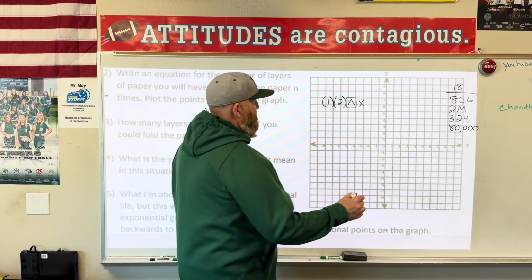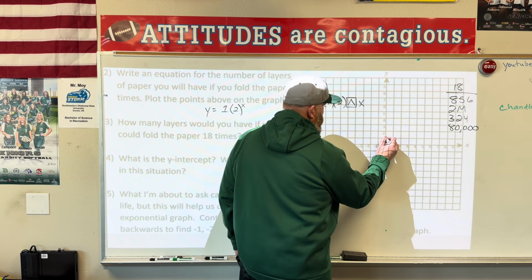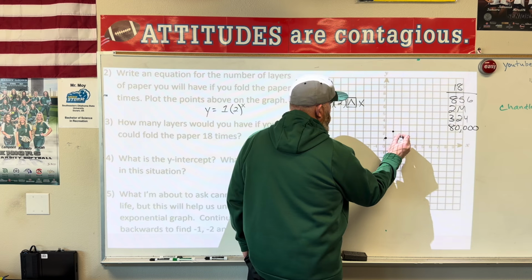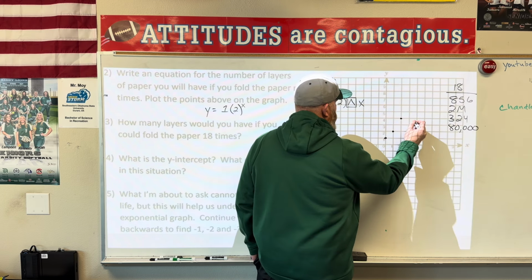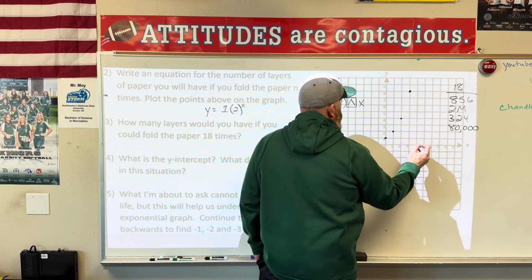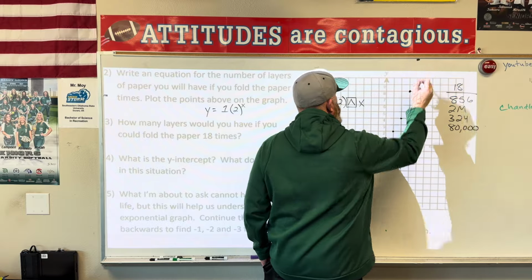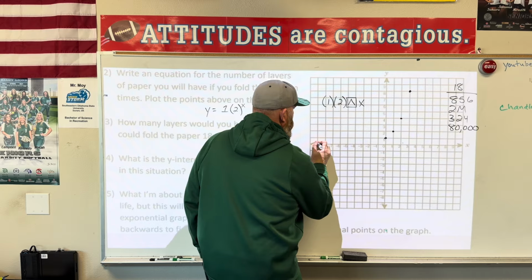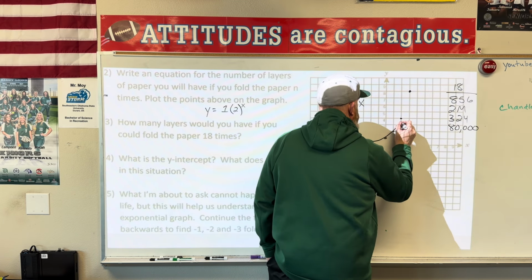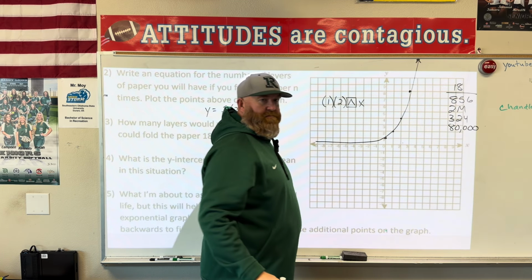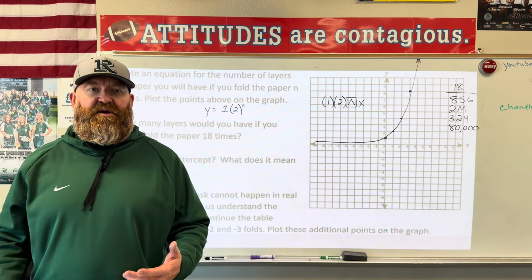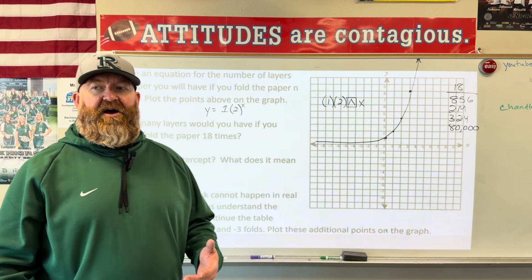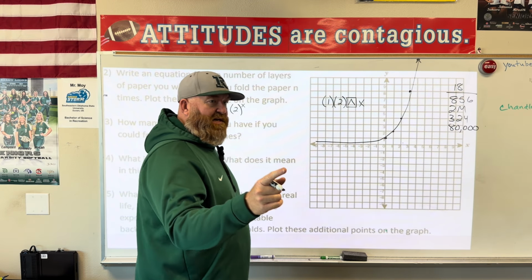What it should look like is this right here, right? After 0 folds, it was 1 deep. After 1 fold, it was 2. After 2, it was 4, yes? After 3, it was 8. If I would have gone to 4, it would have been 16, which is up there in the corner. Yes? So does your graph kind of look like this? Is that what it looks like? Okay. Exponential growth, right?